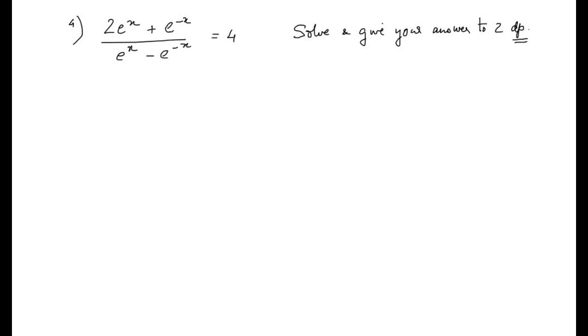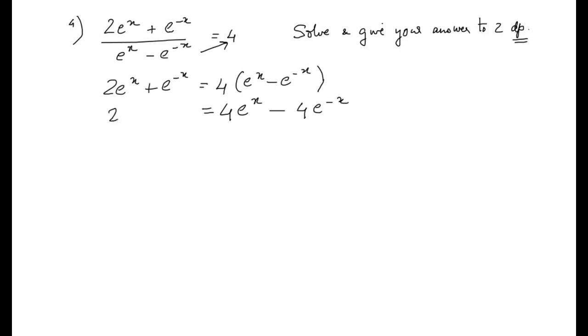Okay, so I'm just going to simplify it using some algebra. So 2 e to the power of x plus e to the power of minus x. The entire denominator I can take over to the other side as e to the power of x minus e to the power of minus x into 4. So I'm going to expand that. So 4 e to the power of x minus 4 e to the power of minus x is equal to 2 e to the power of x plus e to the power of minus x.